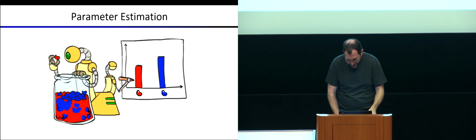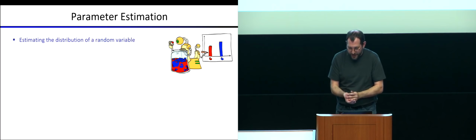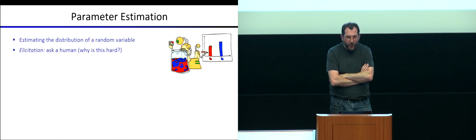So let's take a look at the distribution of a random variable. This will sort of show why we need to do these kinds of things. How are we going to figure out what a random variable is? We can do elicitation, right? You can ask a human.